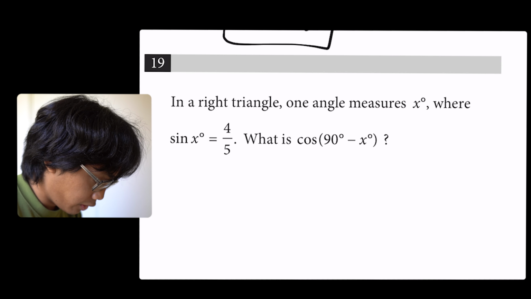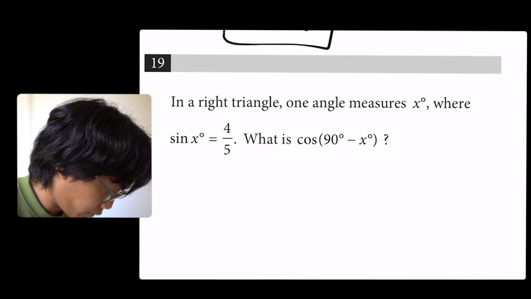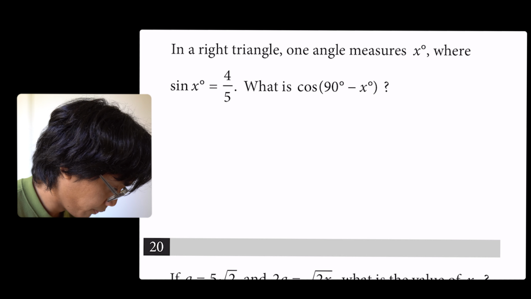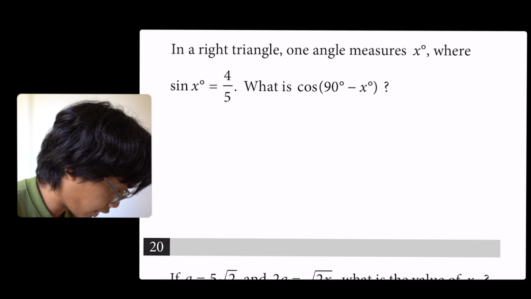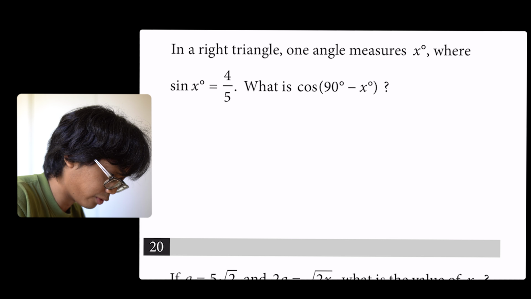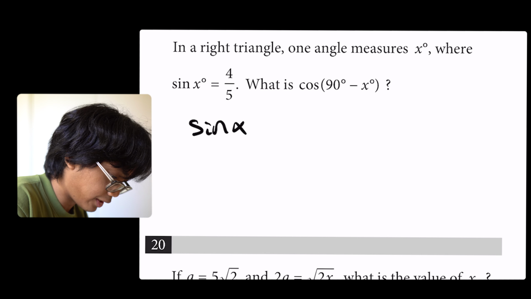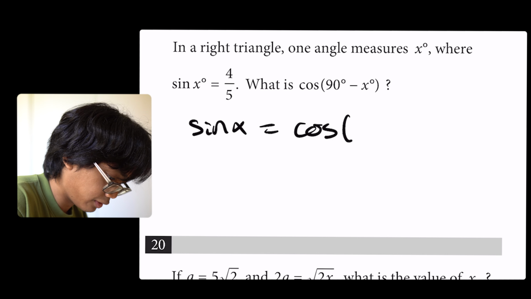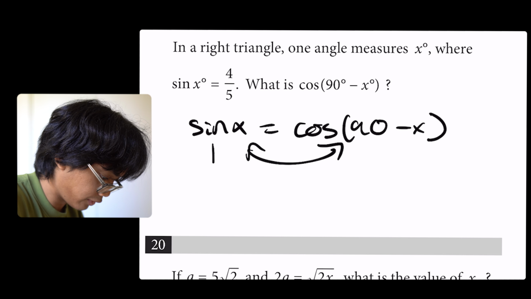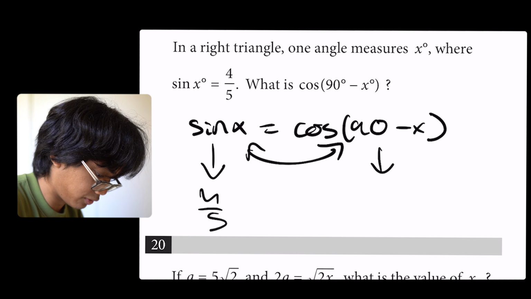In a right triangle, one angle measures x degrees where sine of x degrees equals 4/5. So what is cosine of 90 minus x degrees? Well, this is pretty straightforward because sine of x equals cosine of 90 minus x. Since these two are equivalent, if this is 4/5, that means this is also 4/5. Yeah, I don't know why I was overthinking that. But yeah, 4/5, very straightforward.